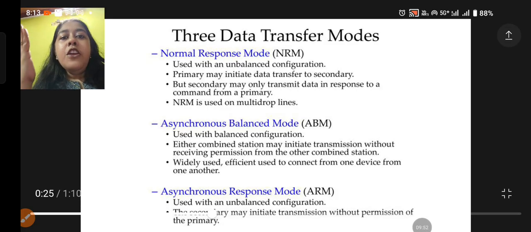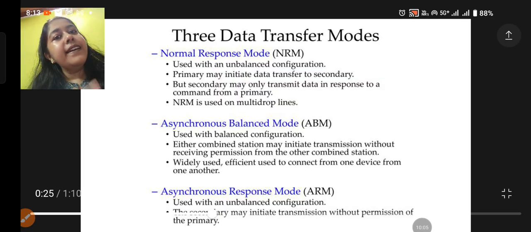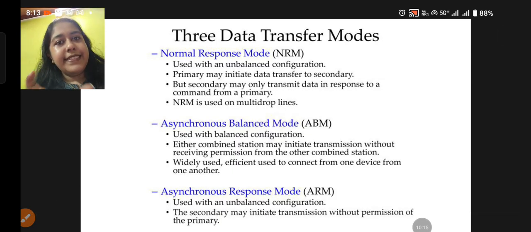So in the first one, normal response mode, the primary may initiate the data transmission. In ABM, the asynchronous balanced mode, either station can initiate. And in asynchronous response mode, the transmission is initiated by the secondary one. These are the three data transfer modes which are used in this HDLC. I hope you have understood.